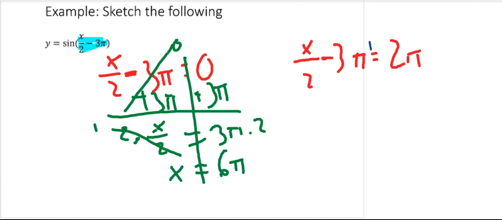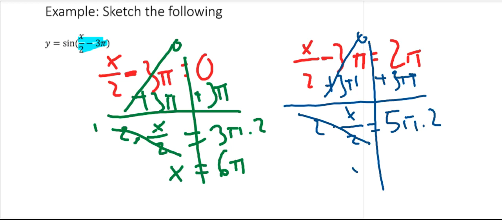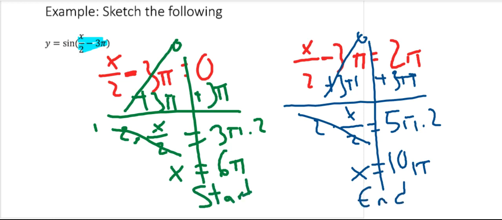To do this other one, we'll do the exact same thing. Add 3 pi on both sides. That'll give us 0. X over 2 is equal to 5 pi. And then we multiply by 2. That cancels out. X is equal to 10 pi. So this is my start, and then this is my end.